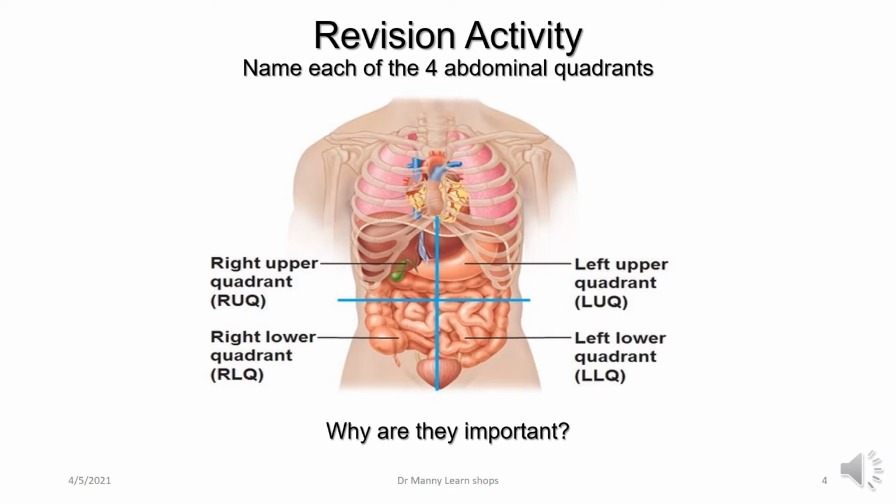Typically, in the right upper quadrant is the liver and the associated gallbladder. In the left upper quadrant, you've got the stomach and the spleen and the pancreas. In the right lower quadrant, you've got your bowel, small and large. In the left lower quadrant, small and large. They're important because they help you identify where your organs should be located.